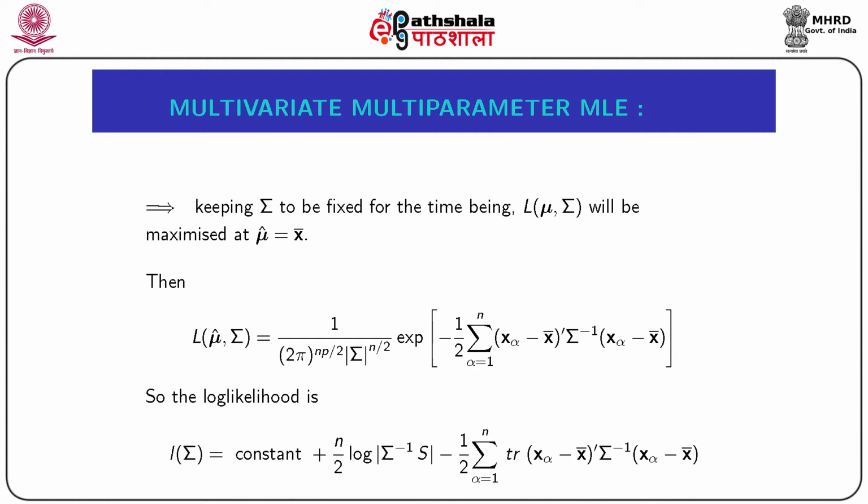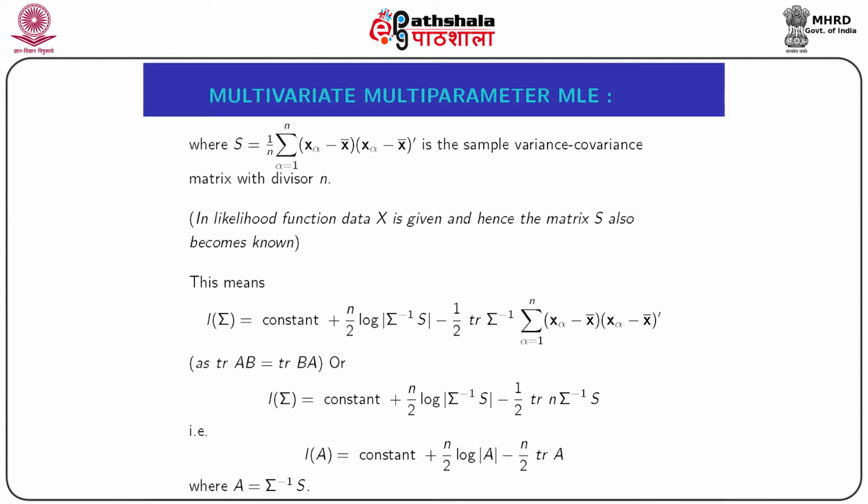So, the log of the likelihood is naturally small l, a function of sigma, that is equal to a constant plus n by 2 into log of determinant of sigma inverse, minus half summation alpha from 1 to n trace of (x alpha minus x bar) prime sigma inverse (x alpha minus x bar), where the matrix S is the sample variance covariance matrix with divisor n, which has the formula 1 by n summation alpha from 1 to n (x alpha minus x bar)(x alpha minus x bar) prime.